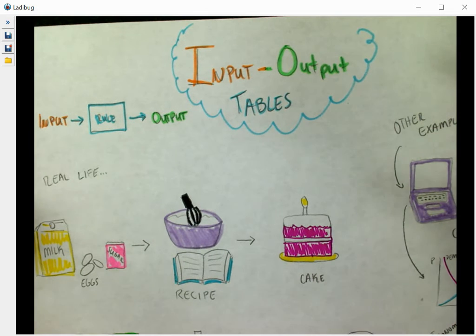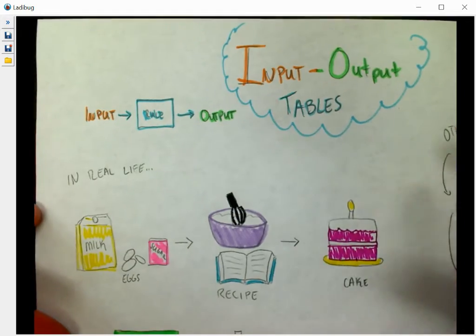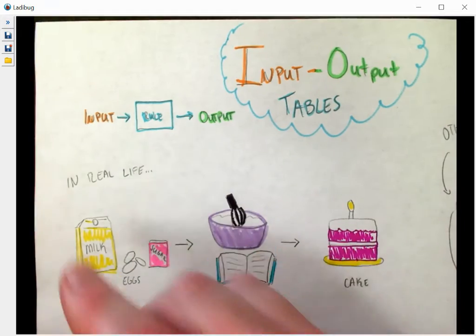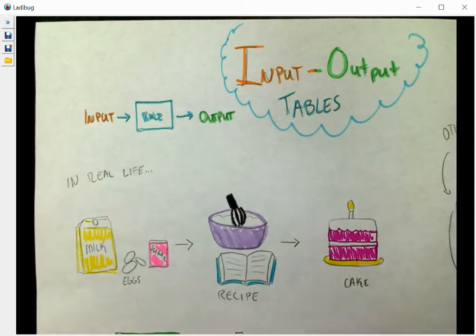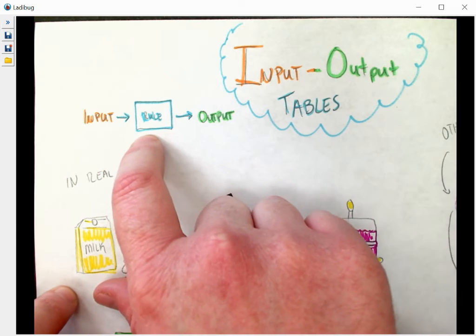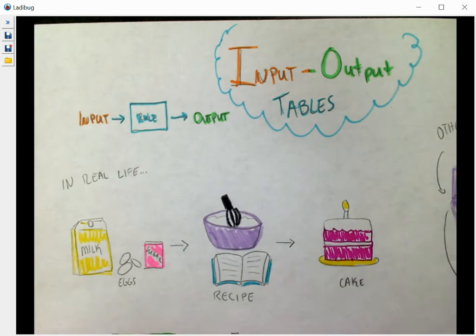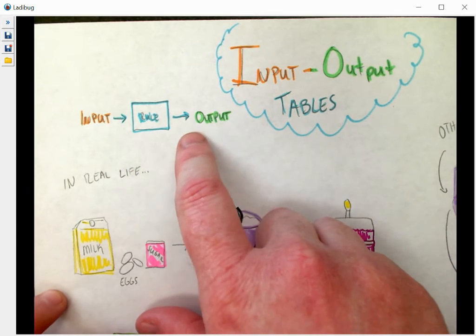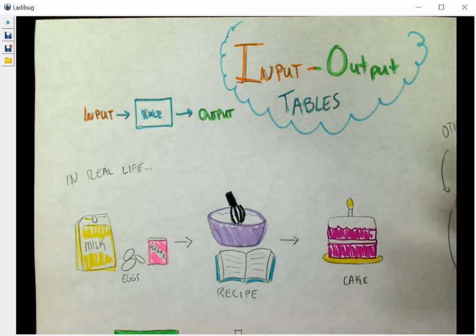Let's take a look at input-output tables for functions. So very simply, an input is something that you start with, an ingredient. You put it into a rule, it follows this rule or these guidelines, and from there you get a product or an output. And we actually see these in real life quite often.